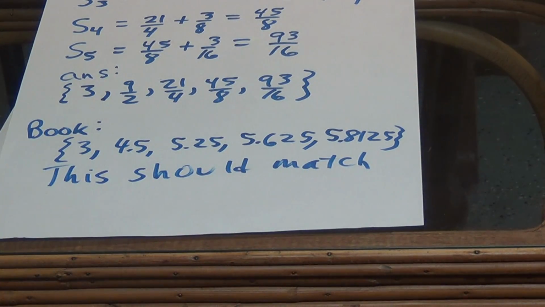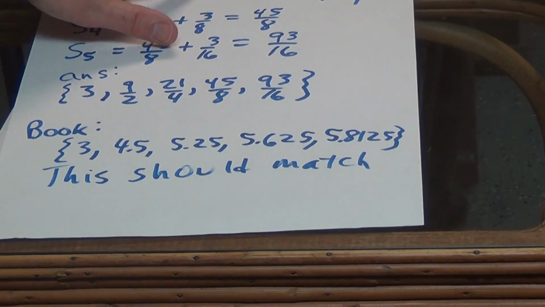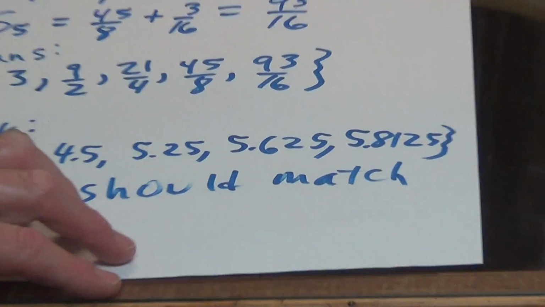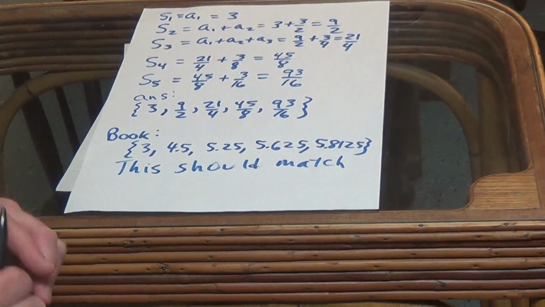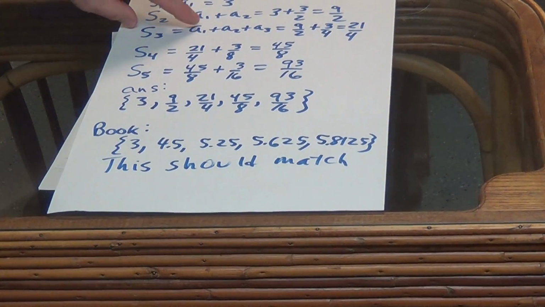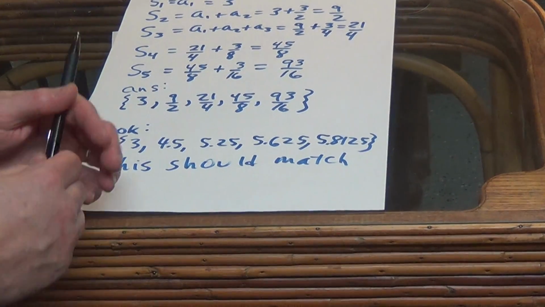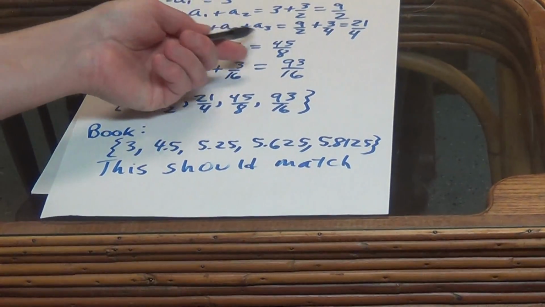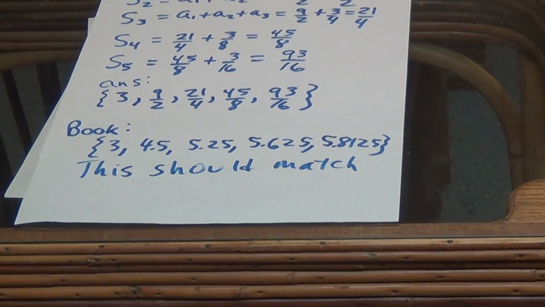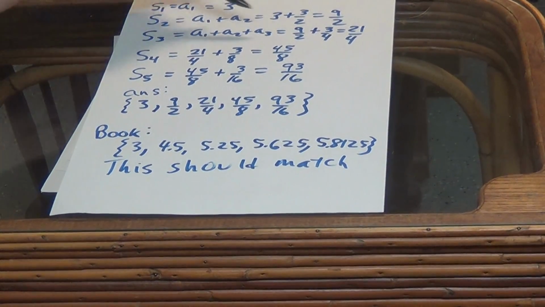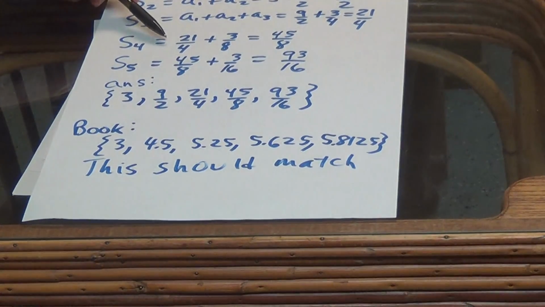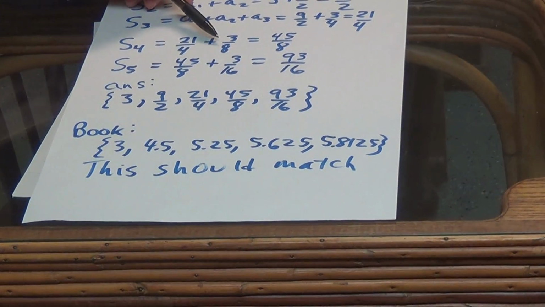S1, the first one, is just the first term, 3. S2 sums the first 2, 3 plus 3 halves is 9 halves. S3 sums the first 3, and if you want to really shorten things up, instead of summing all 3 pieces, you can just take the previous answer and add on the next piece. 9 halves plus 3 fourths. S4 would take that answer, 21 fourths, the sum of the first 3, and add on one more, 3 eighths.